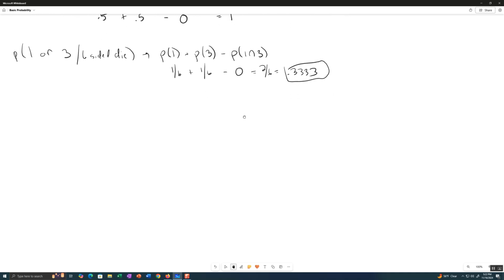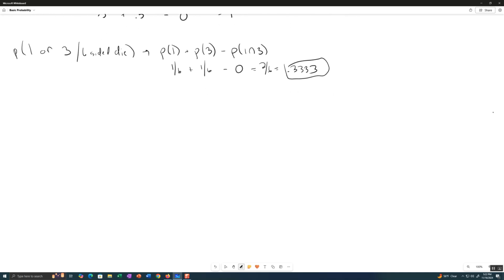Let's do one with cards. It's the probability of getting a king or a spade in one draw from a deck. Remember that when you see or, it's one draw. It's one trial. When you see and, it's going to be multiple trials. But or is one trial. So this is simply the probability of a king plus the probability of getting a spade, which is one of the 4 suits, minus the probability of getting a king and a spade in one draw.